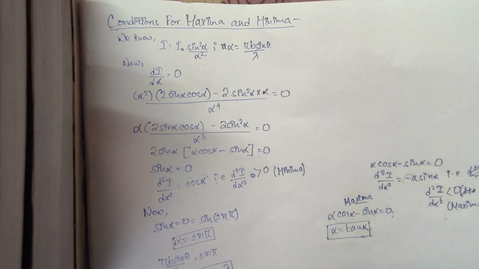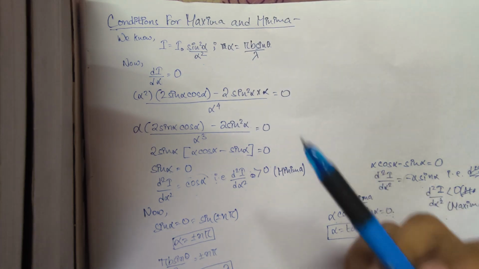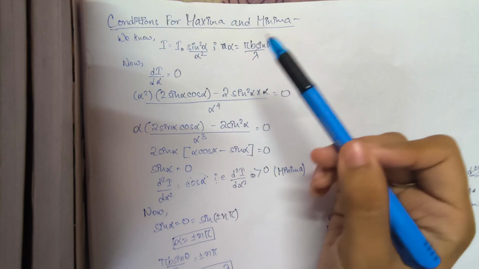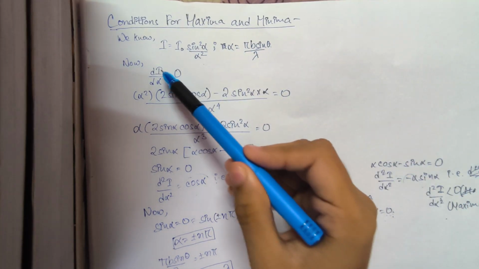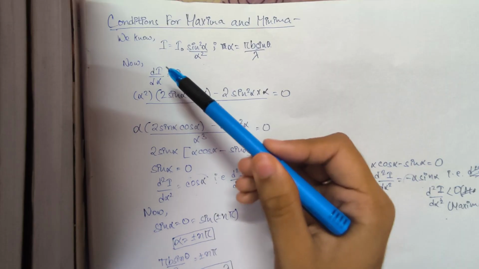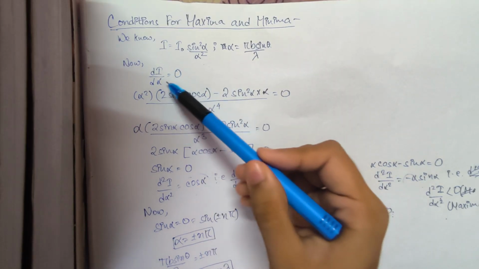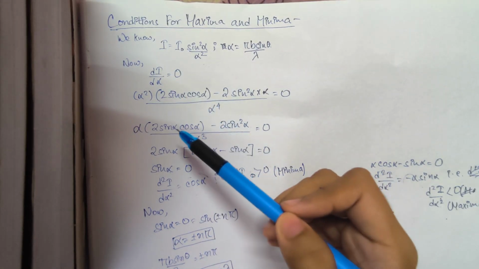Now we have studied for the cases of maxima and minima in mathematics that for finding maxima and minima we need to differentiate and equate it to 0. So I need to find the maxima and minima for what? I need to find it for alpha. So I am differentiating it, that is dI by d alpha equal to 0.